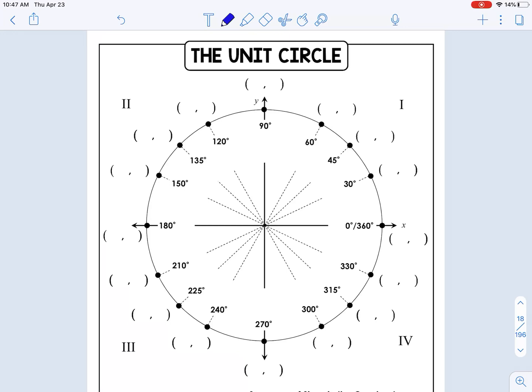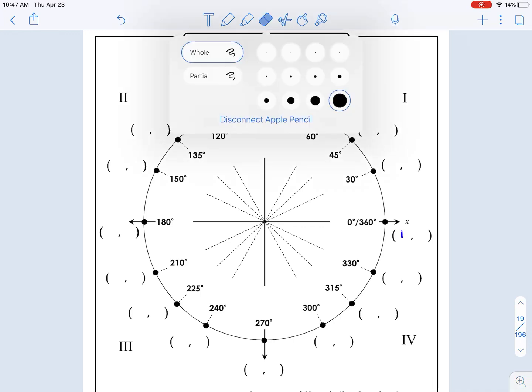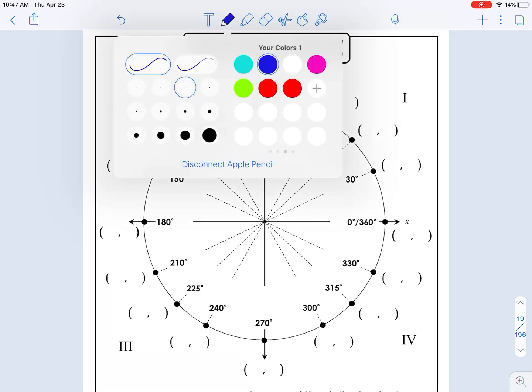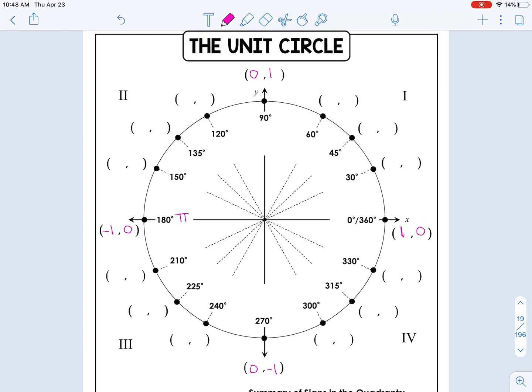So here we go. If you want to try this on your own, give it a shot, but all we're doing is, let me use a brighter color here. 1, 0, 0, 1, negative 1, 0, 0, negative 1. All right. So now we got to go through and fill out what each one is. Also, these little gaps in between are what these are in radians.